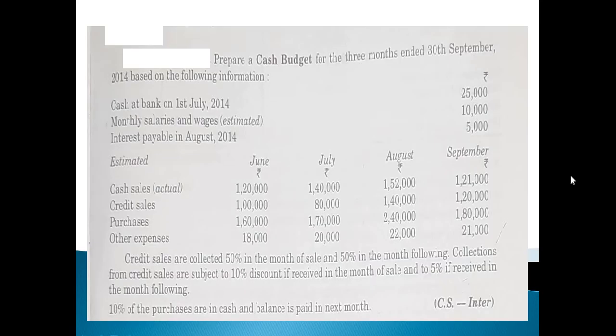The problem says: prepare a cash budget for 3 months ended 30th September 2014 based on the following information. It says you have to prepare only for 3 months, so it means only for the months of July, August, and September. And the point to be noted here is that in preparation of a cash budget, you will start with the opening balance of cash, then add the various receipts, then less payments, and the remaining balance will be the closing balance of cash.